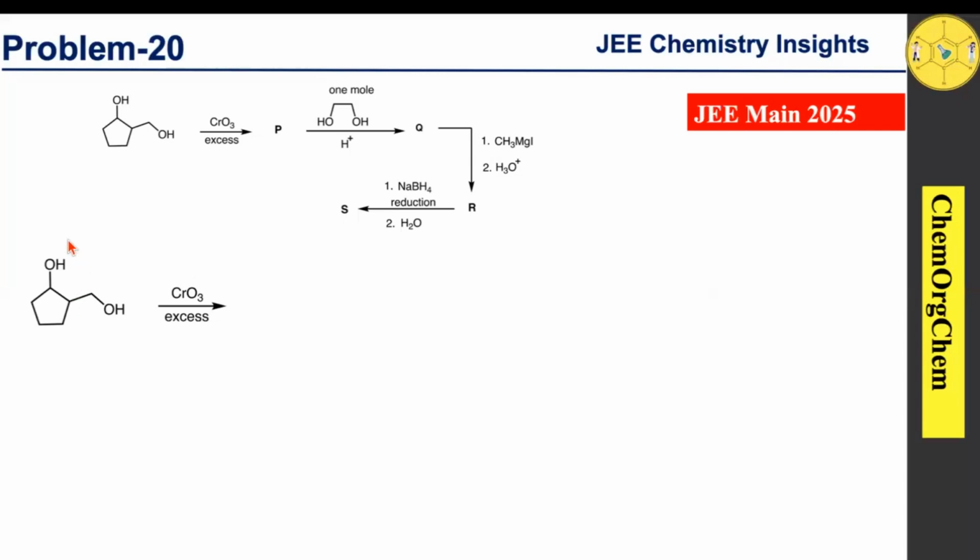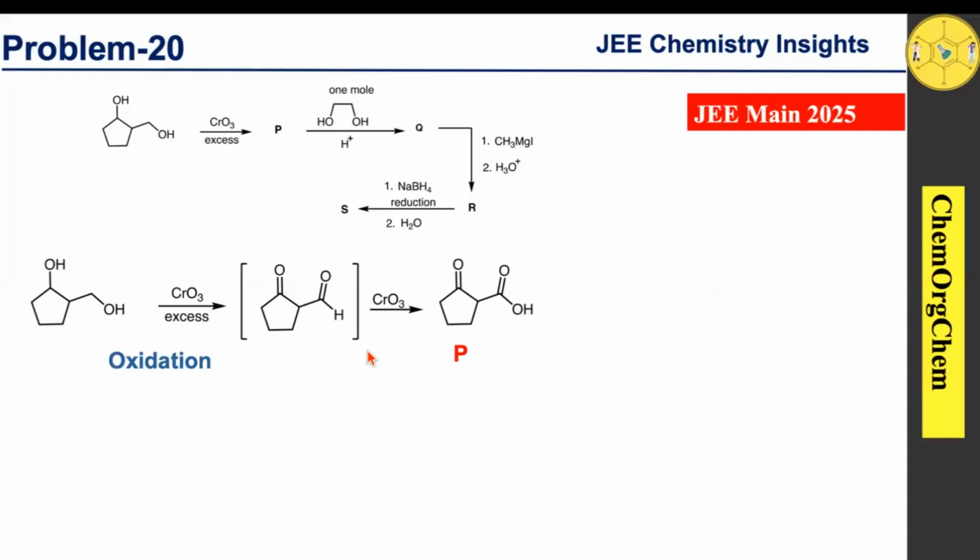We know that a primary alcohol, when it oxidizes, initially produces an aldehyde. At the same time, the secondary alcohol under this condition oxidizes into the corresponding keto functional group. I already stated that chromium trioxide is a powerful oxidizing agent. Therefore, the aldehyde is again oxidized under chromium trioxide, producing this cyclopentanone carboxylic acid. So this is our intermediate P. This sequence of reactions is known as an oxidation reaction.